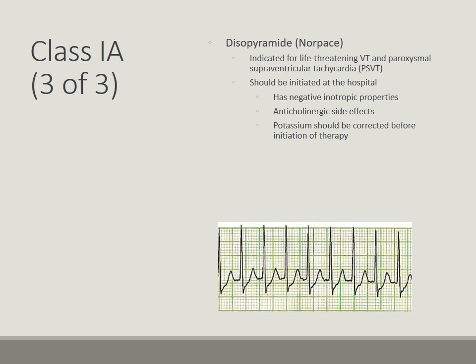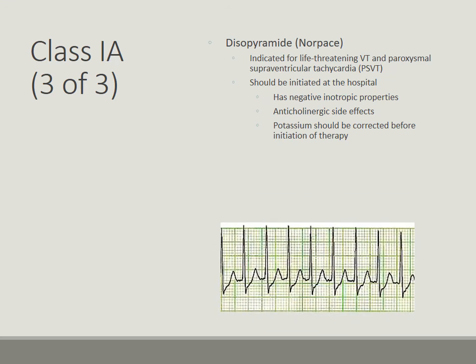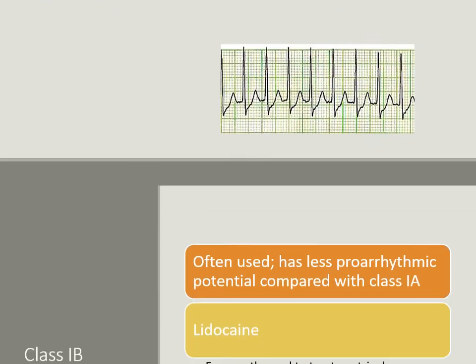Norpace. Norpace is indicated for life-threatening ventricular tachycardia and paroxysmal supraventricular tachycardia. It should be initiated at the hospital. It has negative inotropic effects and anticholinergic side effects. Potassium should be corrected before initiation of this therapy.